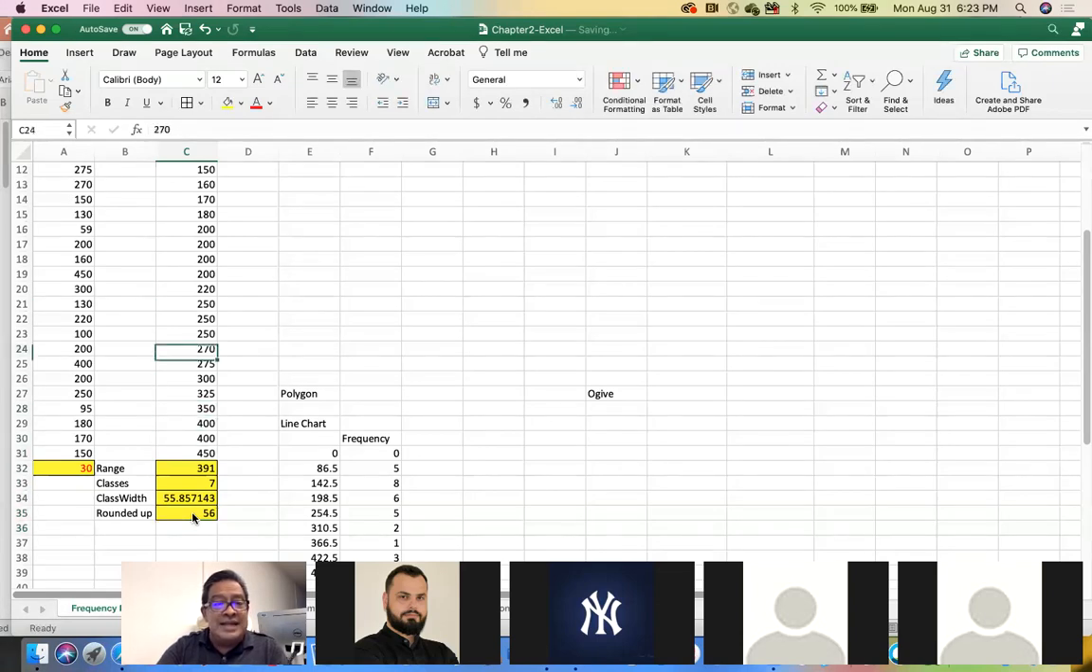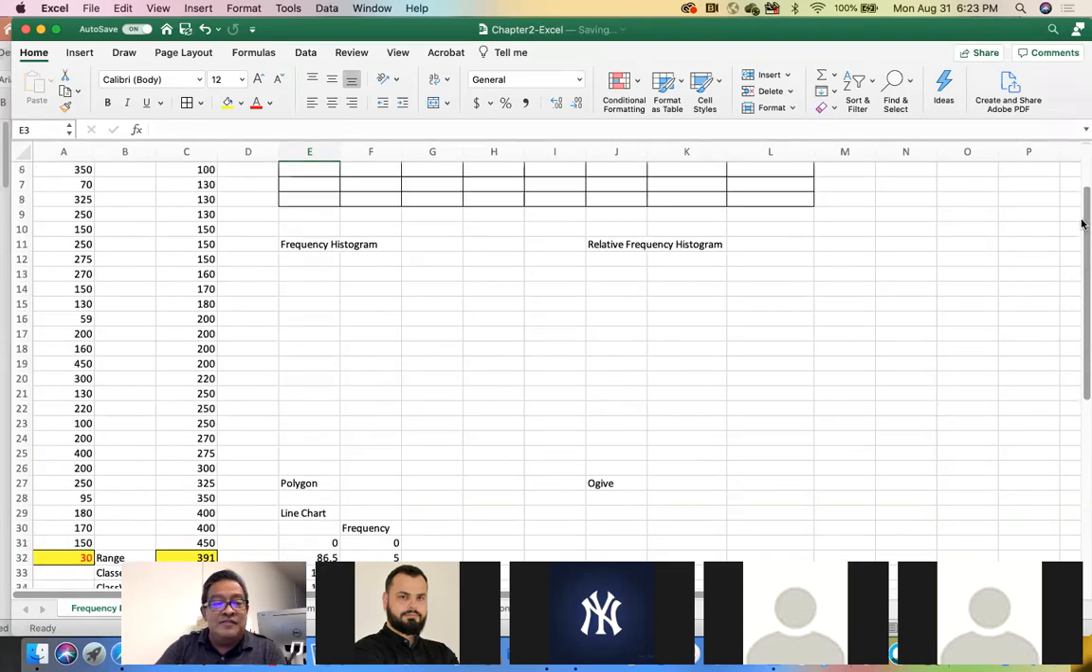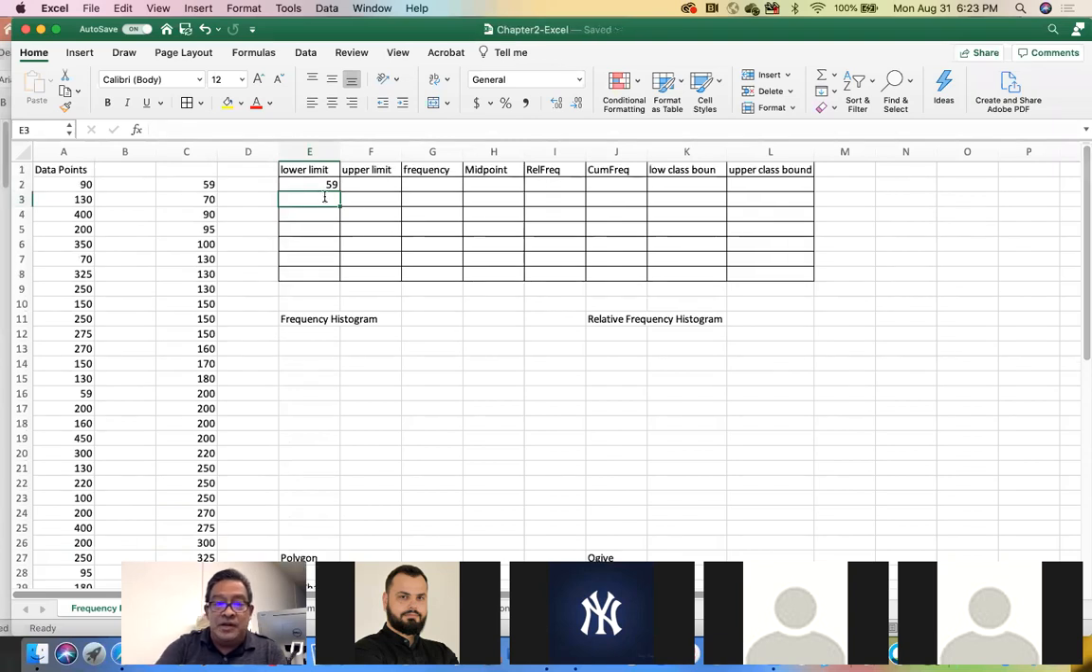So what is next? Well, I need to start building my table. I need to find the lower limit and the upper limit. For the lower limit, I'm going to use the first data value, which is 59, so I'm going to type 59. To this 59, I'm going to add the class width, which in this case is 56. I'm going to ask Excel, whatever is in the previous cell, add 56. By doing this, we are adding 56 to 59, and then we get this number, 115.